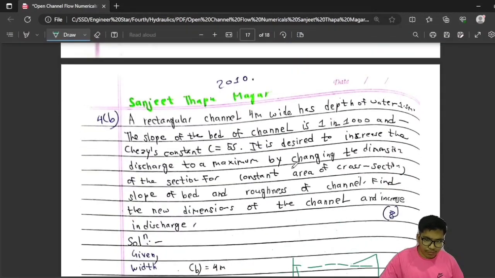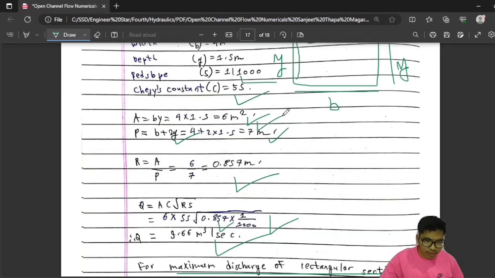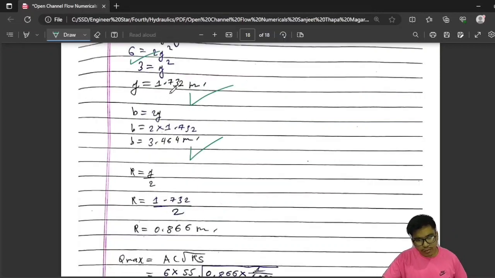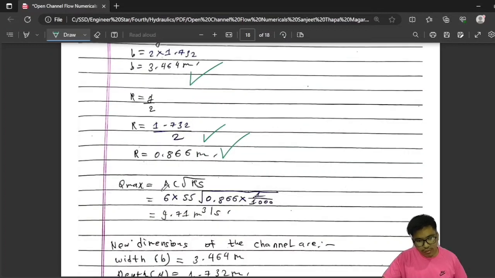Since in the question, by changing the dimension of the section for constant area of cross section, the area of cross section is 6. So in this case also area should be 6. 6 by 2 is 3. Root of 3 is 1.732 meter. So B is 2y. 2 into 1.732 is 3.464 meter. R is y by 2. 1.732 divided by 2 is 0.866 meter. So Q max is AC root RS. So Q max will be 9.71.